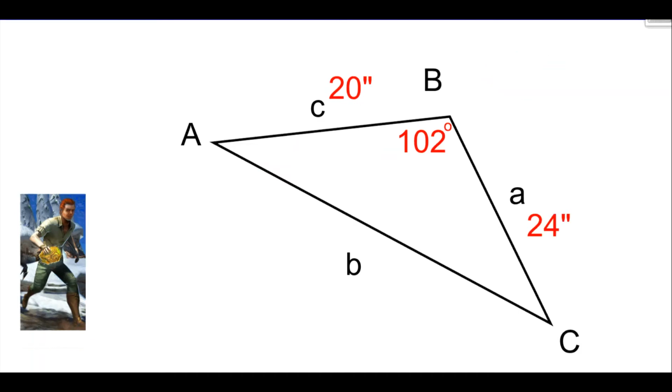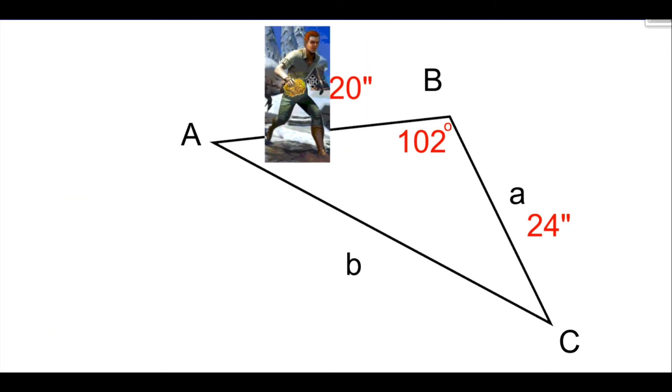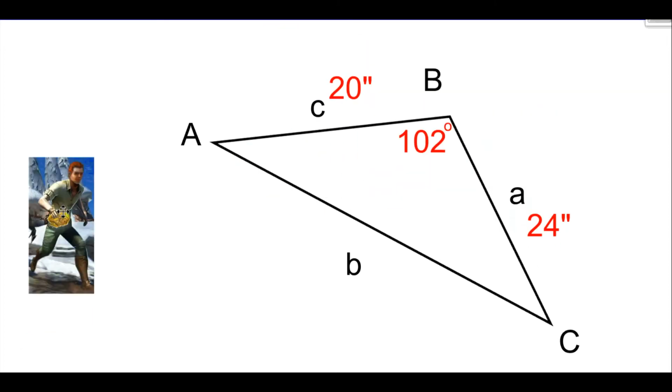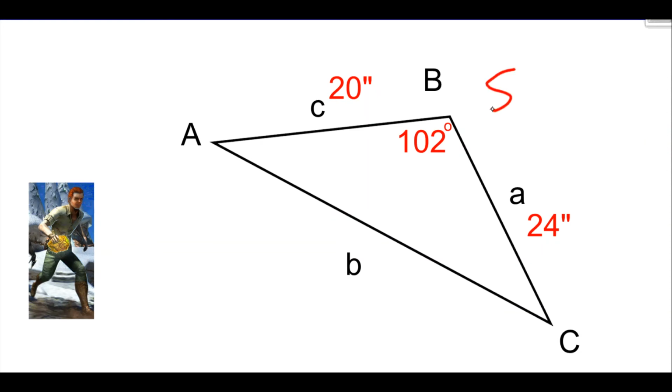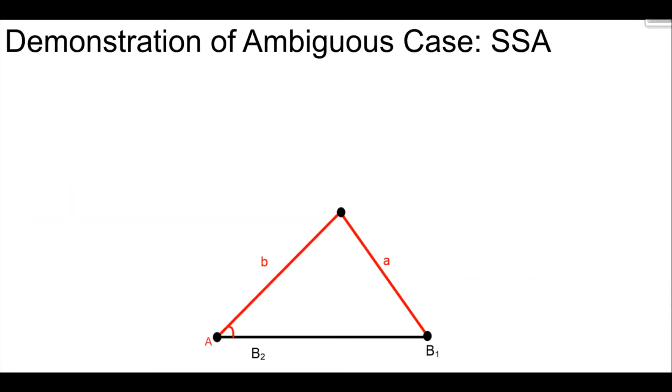And this one would be a side angle side. Okay, so the last thing I want to do here is demonstrate why SSA is bad. It's called the ambiguous case. Ambiguous means unclear. So if you have those three pieces of information, a side, side, and an angle, it might be unclear if you have a triangle at all.